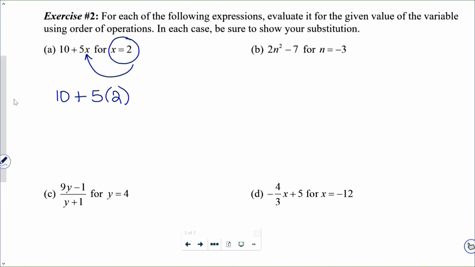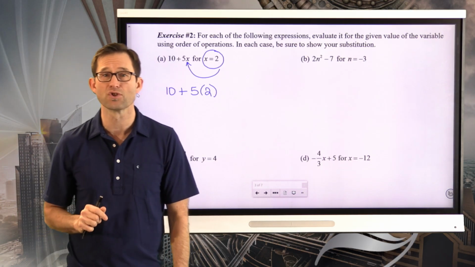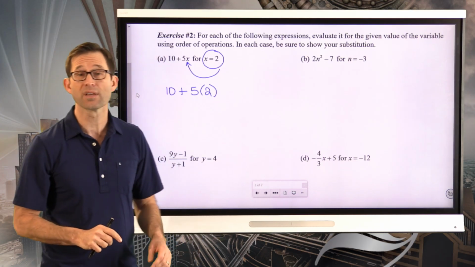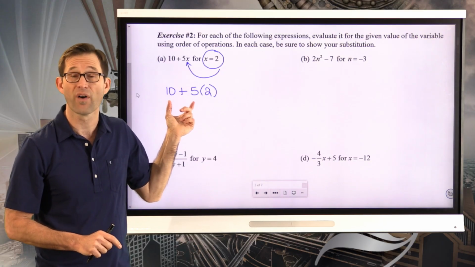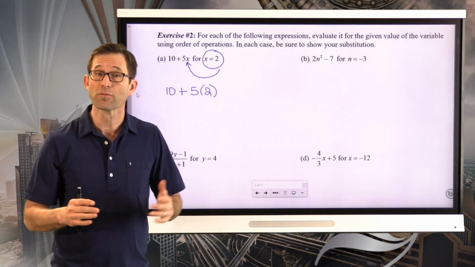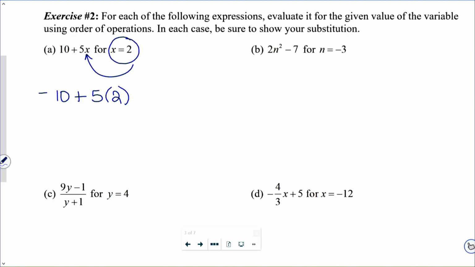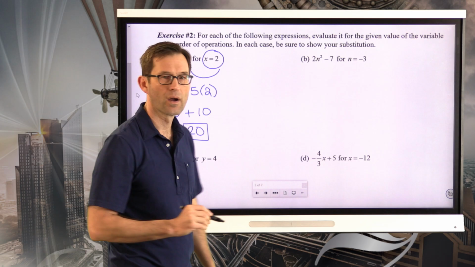Very often I'm going to put whatever value I substitute in parentheses, especially if there's some multiplication going on. And then the real key here is I've got to know to do the 5 times 2 first and not the 10 plus 5 first, right? So that multiplication has to come first, and therefore I'll get 10 plus 10, and that will be equal to 20. Nice value there.